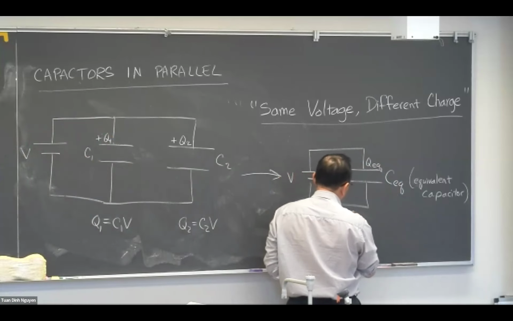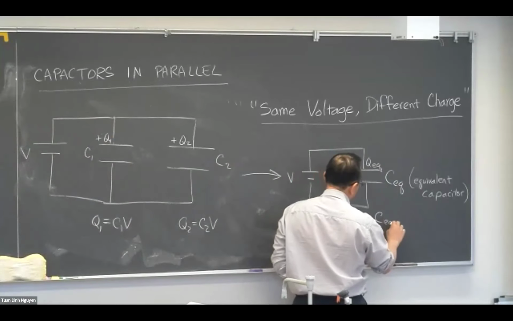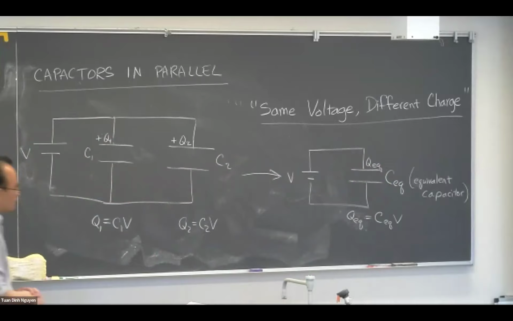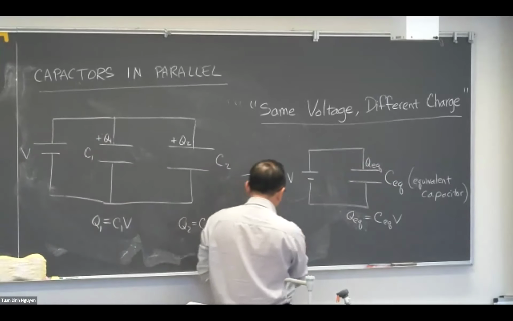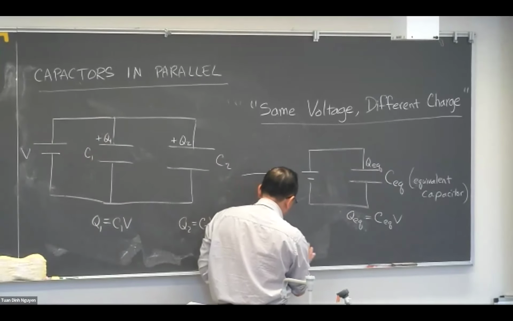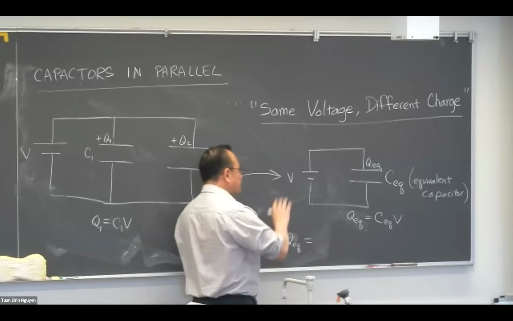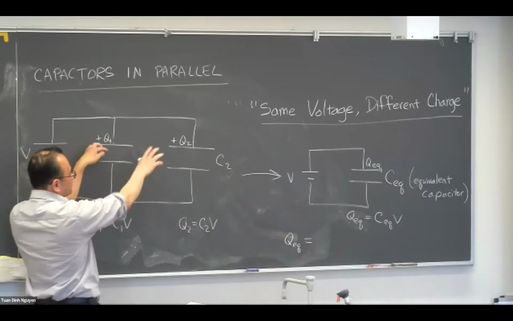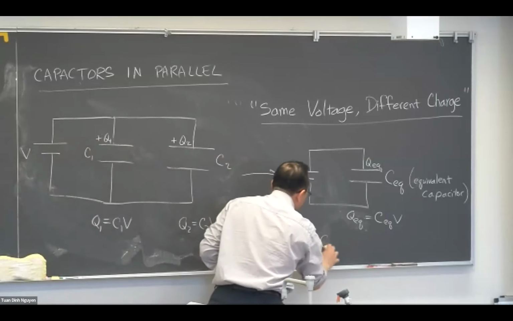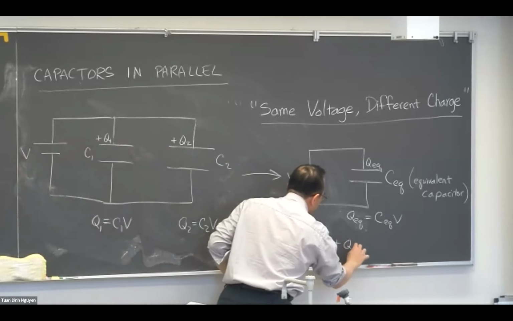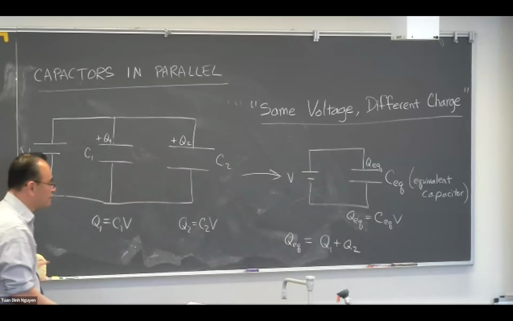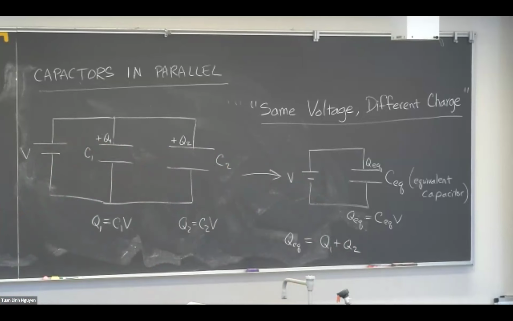I'm sorry, Q equivalent in the same formula is equal to C equivalent times V. So we know that. And then our requirement is that Q equivalent, the amount of charge that accumulates here, must be the same as the charge that left and found itself over here. So it must be equal to Q1 plus Q2. Okay, conservation of charge.